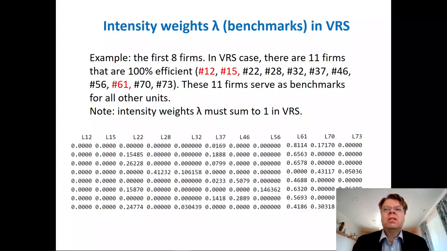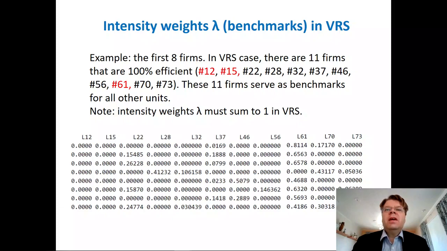for unit number 61, which gets 81% of weight. And then we have number 70, which gets 17% of weight. And then there's also small weight assigned to unit number 37, which gets 1.7% weight. And if we sum all of these together, then we will get that the sum is equal to 1.